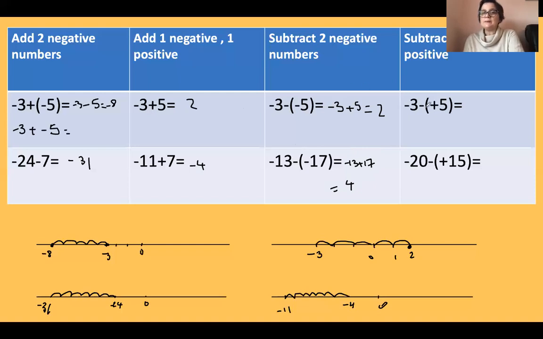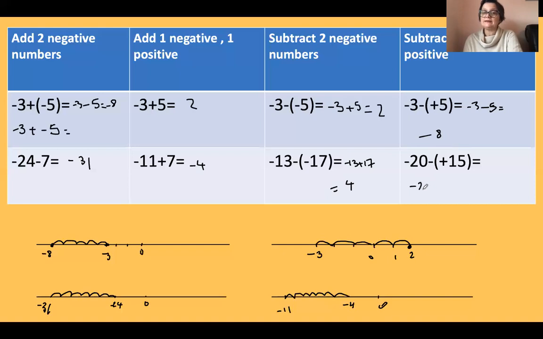Now, -3 minus +5. This is the same as -3 minus 5. So a negative and a positive here make a negative. So -3 minus 5, again, think of the number line: 5 jumps backwards. So the answer is going to be -8.